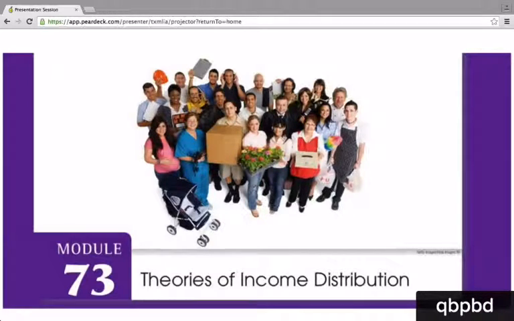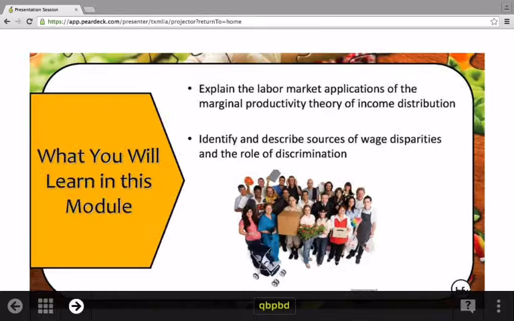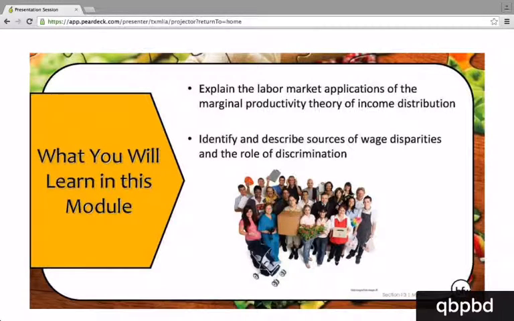Or are there other factors that it's leaving out that help to explain the disparities in income between different individuals, different labor groups, and different people and income groups in this country? So in this module, I'll explain the labor market applications of the marginal productivity theory of income distribution, and I'll identify and describe sources of wage disparities and the role that discrimination has played in paying different groups of people different wages in the United States.